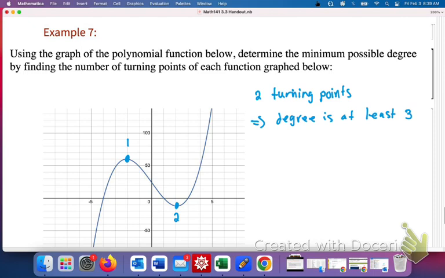Okay, and as a matter of fact, because of the end behavior, whatever that degree is, it must be an odd degree because the graph rises on one side but falls on the other side of the graph. Okay, so 2 turning points, meaning that the degree is at least 3. It could be 3, 5, 7, 9. Because of the end behavior, it does have to be an odd degree polynomial function.